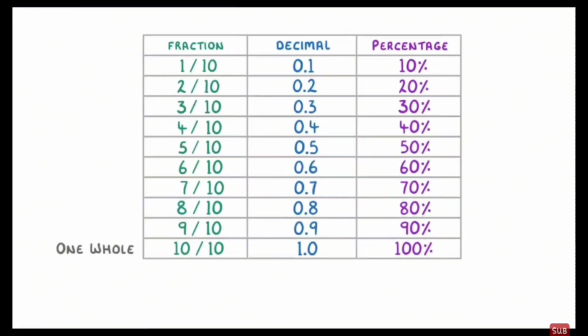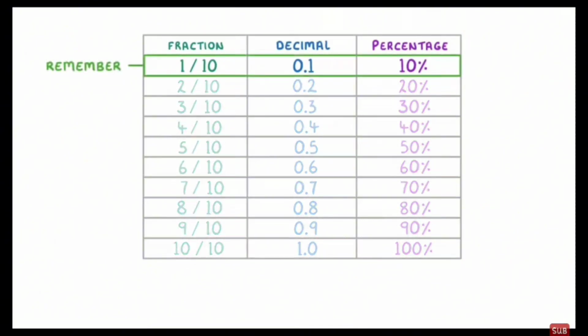Now, instead of trying to memorize this entire table, it's much better for you to just remember the first row, and then understand the pattern so that you can work out all the others.